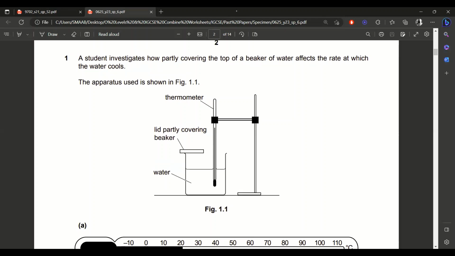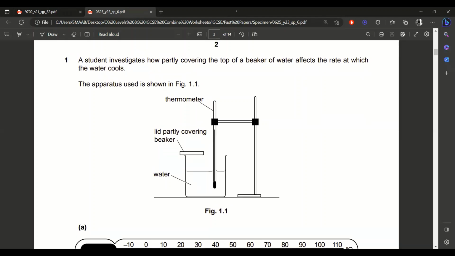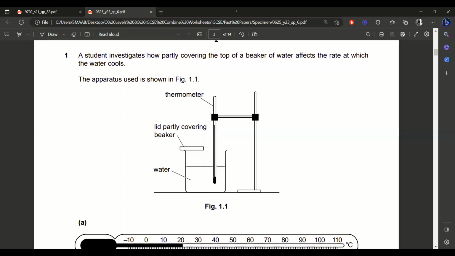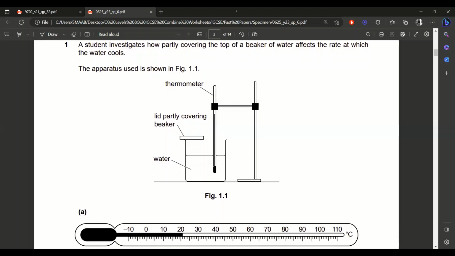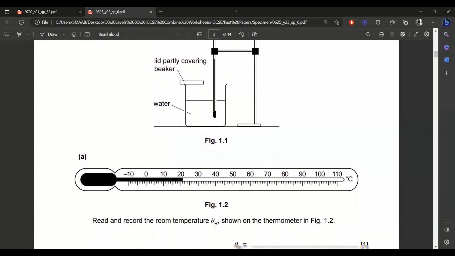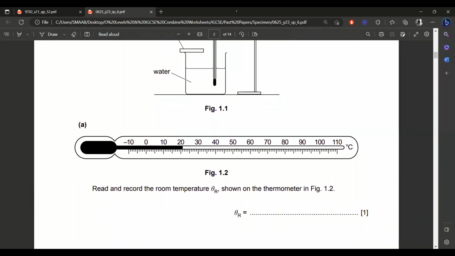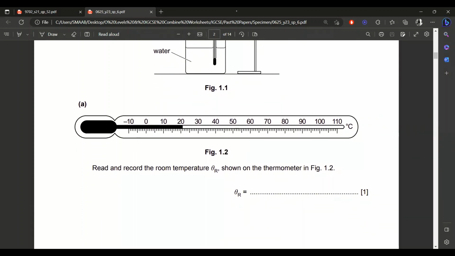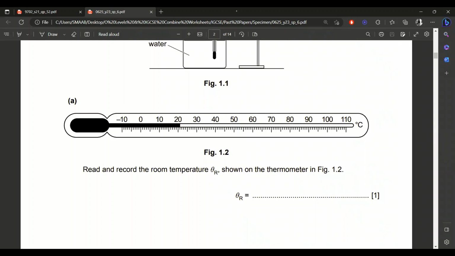So starting from the first question, specimen paper 23. A student investigates how partially covering the top of a beaker of water affects the rate at which the water cools. The apparatus used in figure 1.1 is shown. Okay, so we have a thermometer over here. Read and record the room temperature shown on the thermometer.